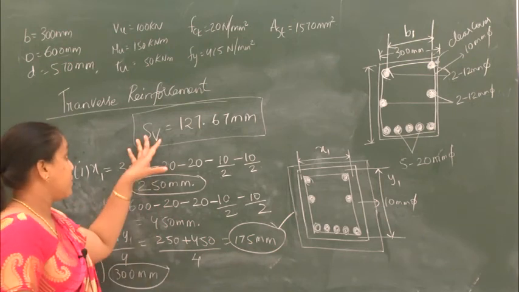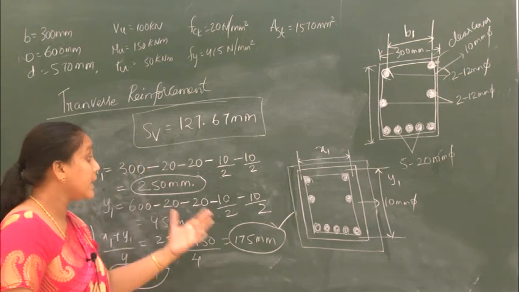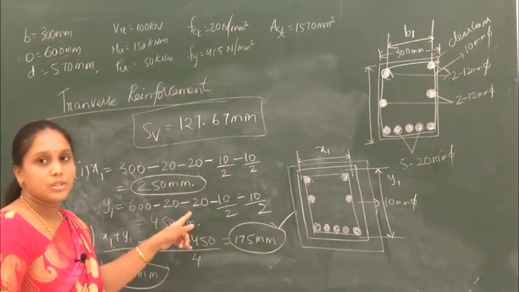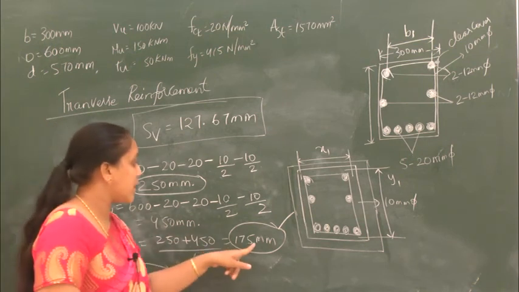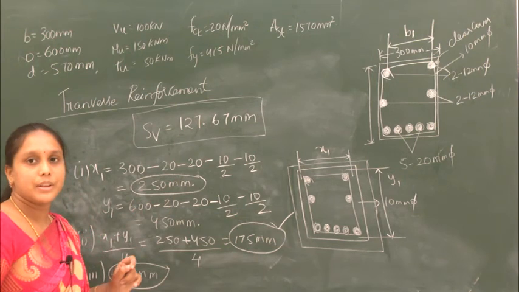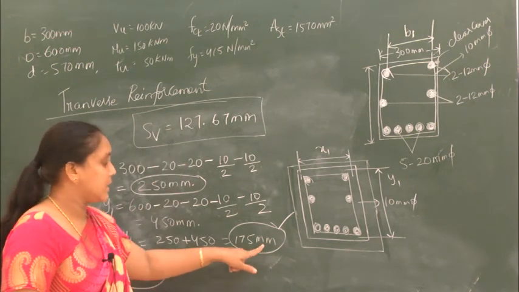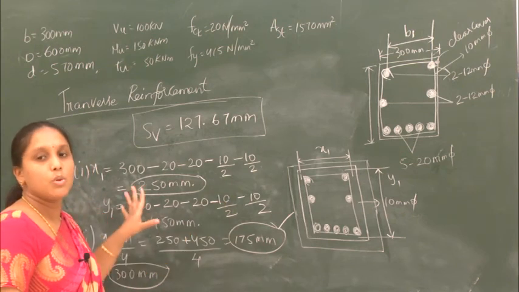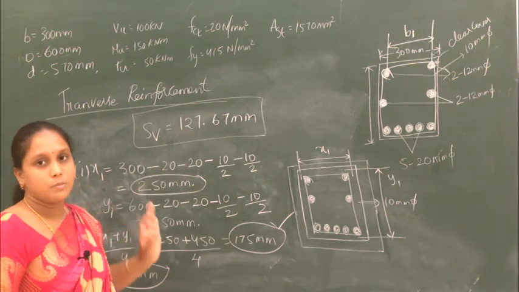Now, the spacing Sv should not be greater than the least of all these three. So what is the least value? It is 175 mm. And the spacing we got here is 127.67 mm. So this is not greater than 175 mm, hence it is okay. So what we have to provide? We have to consider this spacing.